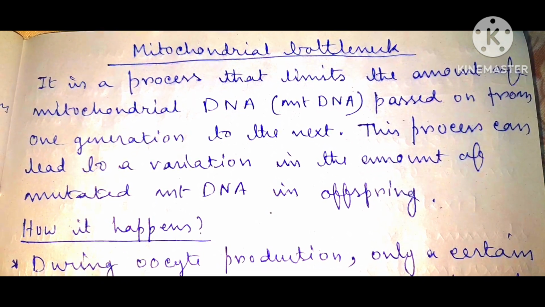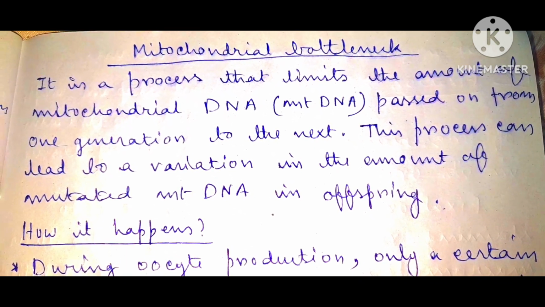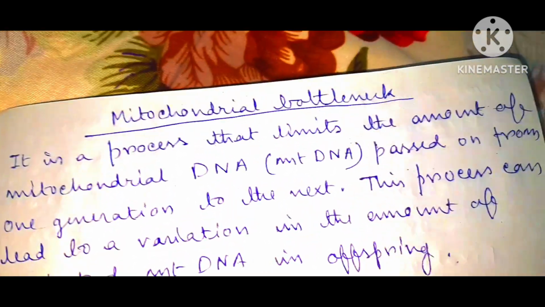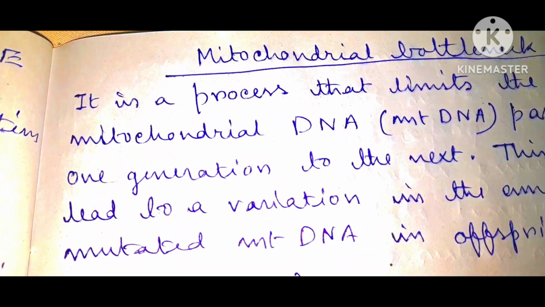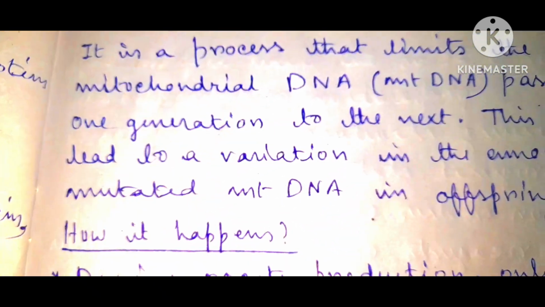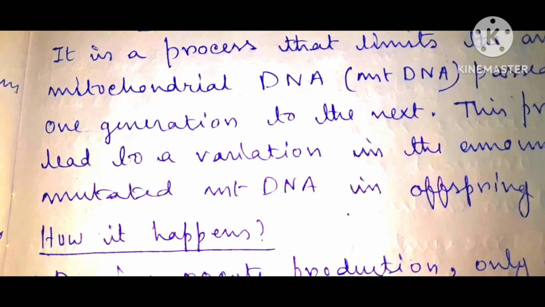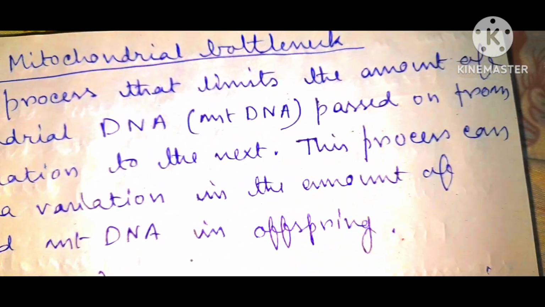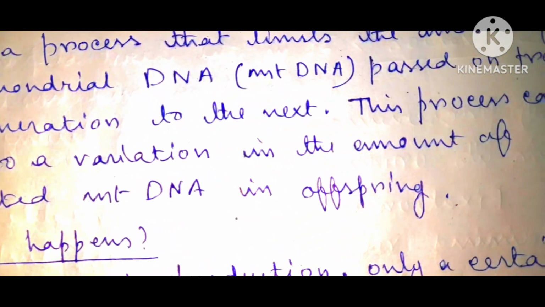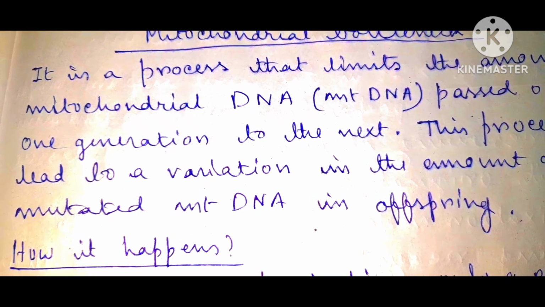This question carries only 2 marks, but I am giving you the information in a little bit of detail. So what is mitochondrial bottleneck? It is a process that limits the amount of mitochondrial DNA passed on from one generation to the next. This process can lead to a variation in the amount of mutated mitochondrial DNA in offspring.